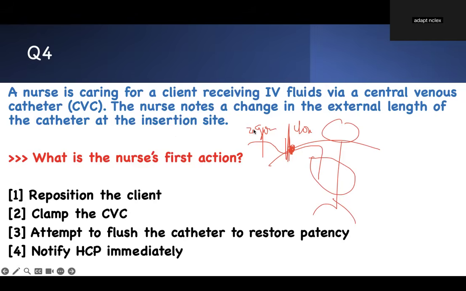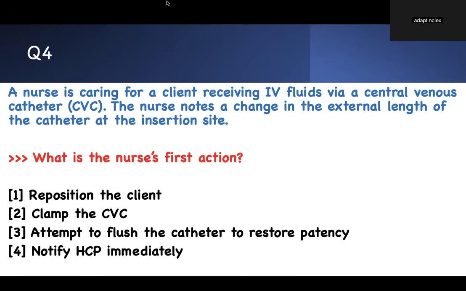This is critical thinking. You know the insertion site for the central venous catheter is going to your heart, and therefore, you came in and there's a change. Do you change the patient's position? Do you clamp the catheter? Do you flush it? Or notify the health care provider? This is something you're supposed to know. You will see it in clinicals, whether you're in nursing school, you see it being applied.